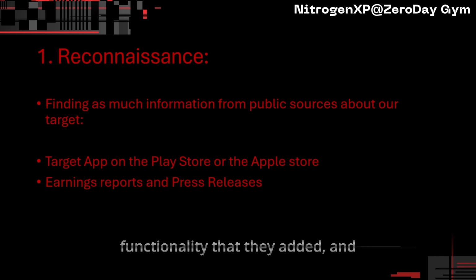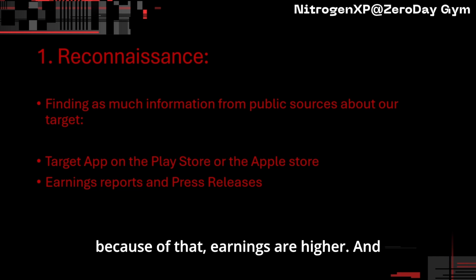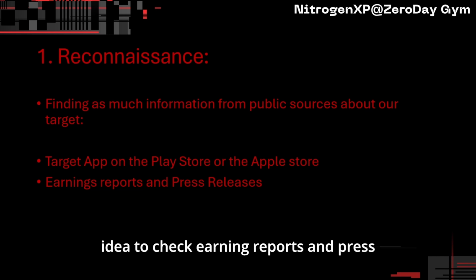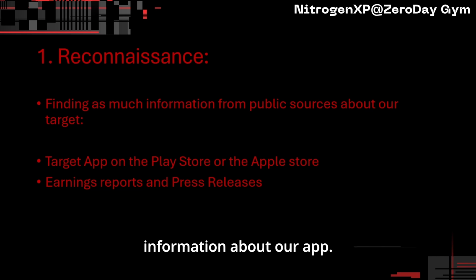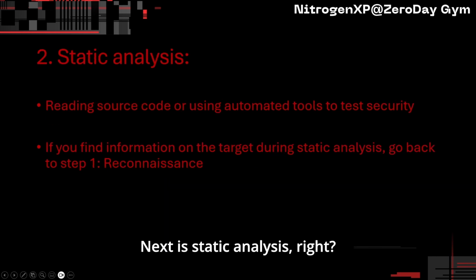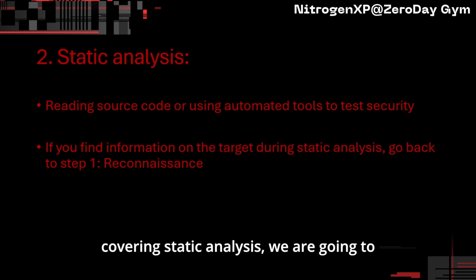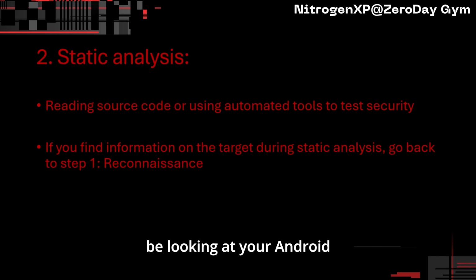Maybe they mention a new functionality that they added, because of that, earnings are higher. And really, it's a good idea to check earning reports and press releases, because they contain a lot of information about our app. Next is static analysis, right? Static analysis is basically reading the source code of our application or using automated tools to test its security. In this course, we are going to be covering static analysis. We are going to be looking at an injured Android app and how to actually perform static analysis.